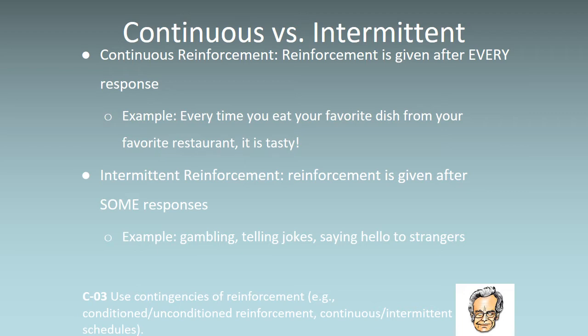But if you think about it from a problem behavior standpoint, if it's paying off every once in a while, it's going to actually take longer to get rid of. So again, as an RBT, you do want to understand that there is continuous reinforcement and intermittent reinforcement. Continuous means that reinforcement is given after every response, and intermittent reinforcement means reinforcement is given after some responses.